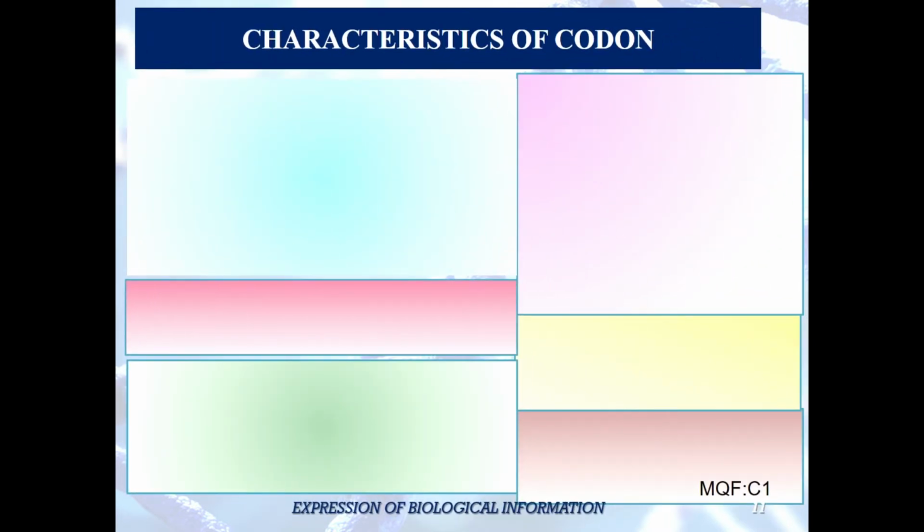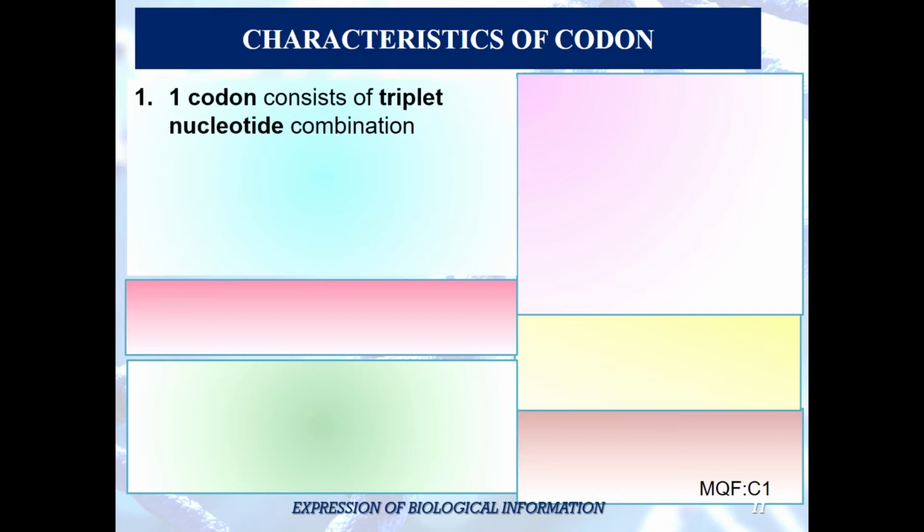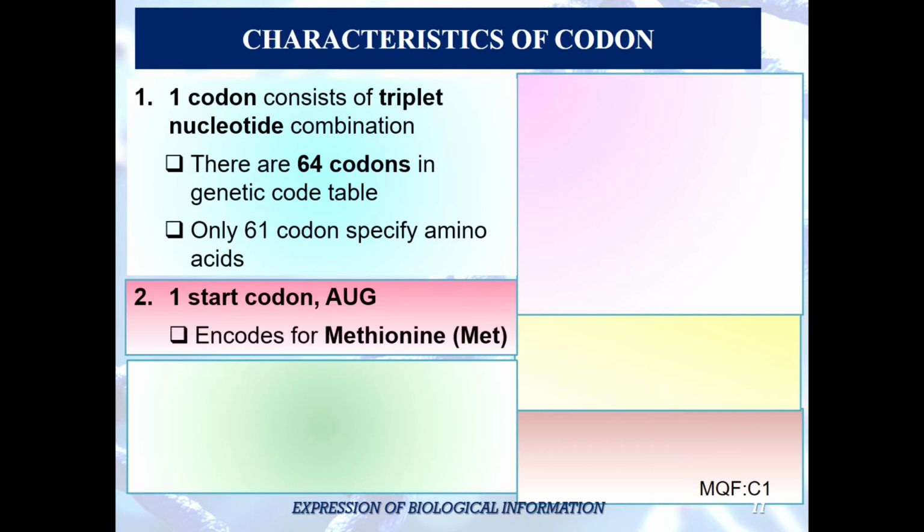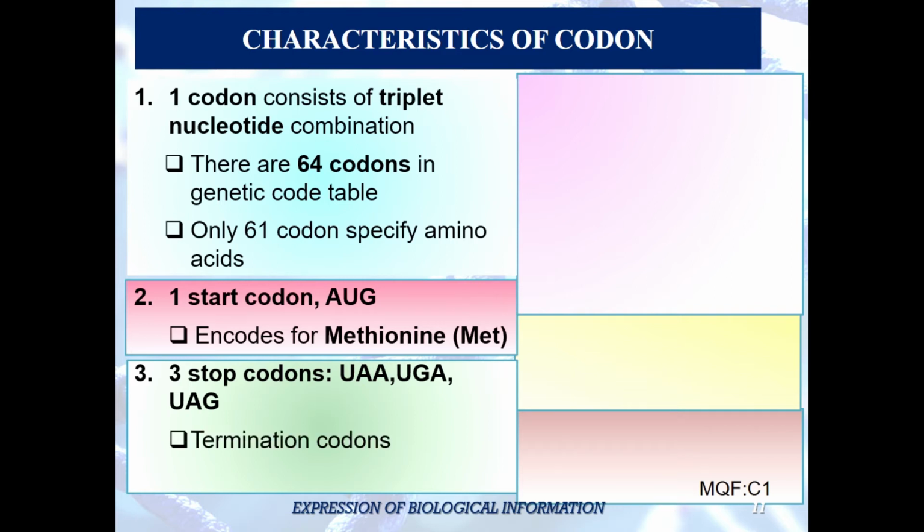There are 6 characteristics of codon. One, each codon consists of a triplet nucleotide combination. There are 64 codons in the genetic code table, but only 61 codons specify amino acids. 2. There is only one start codon, which is AUG, that encodes for methionine, MET. 3. There are 3 stop codons, which are UAA, UGA, and UAG. These indicate the termination codons and do not specify any amino acids.